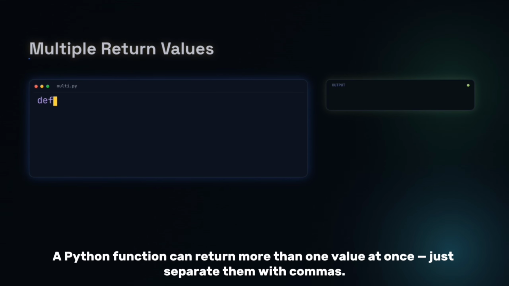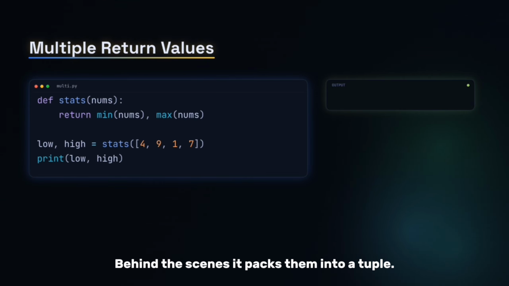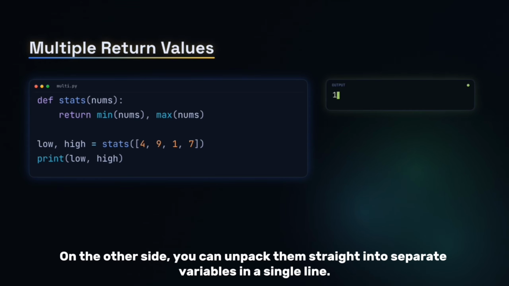A Python function can return more than one value at once. Just separate them with commas. Behind the scenes, it packs them into a tuple. On the other side, you can unpack them straight into separate variables in a single line.